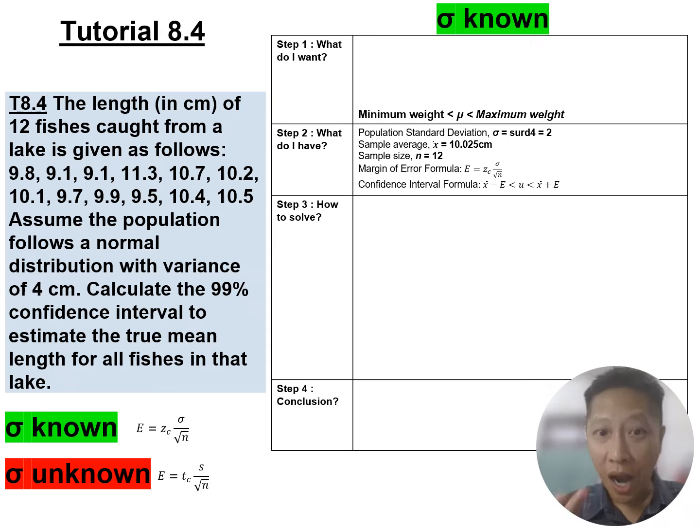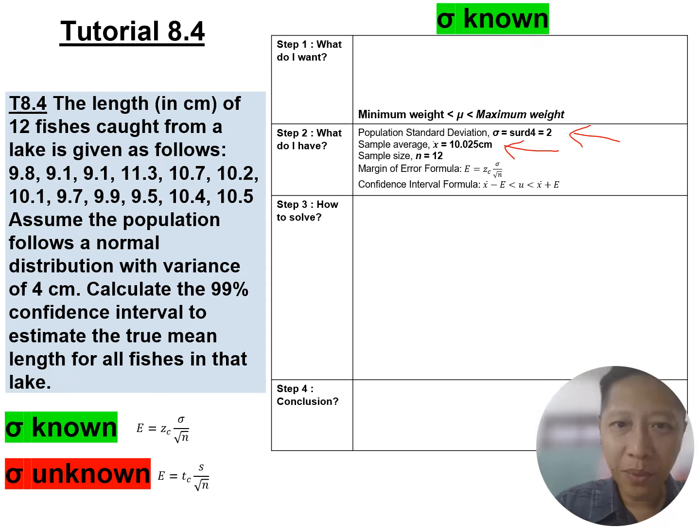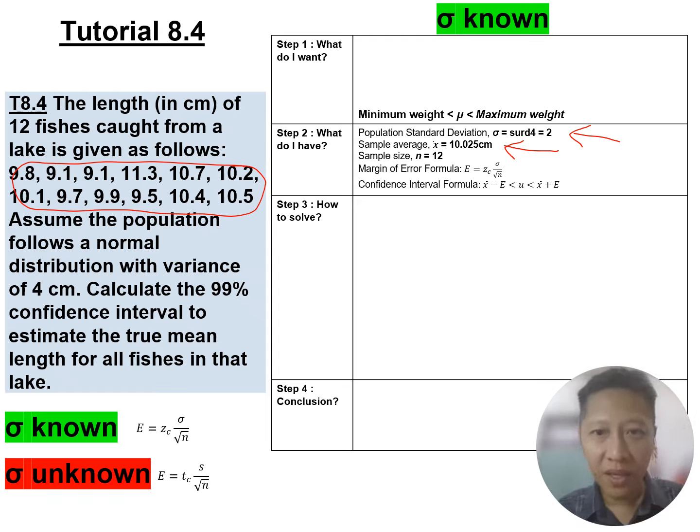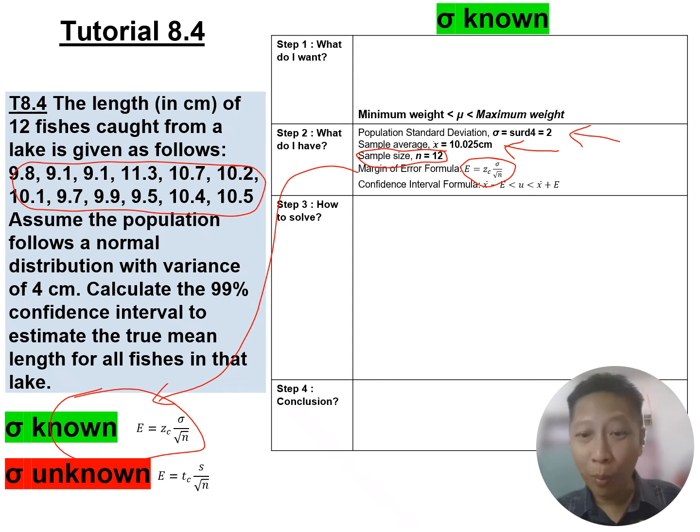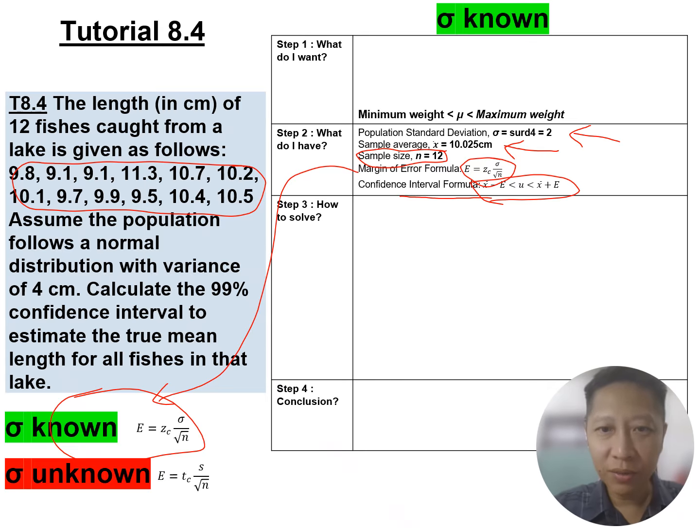What do I have? I have the population standard deviation. Even though we are given the population variance, we take the square root of the population variance to get the population standard deviation, so it is 2. The sample average, we get from the total divided by 12. We get 10.025. Sample size n equals 12. We're going to use the margin of error formula, this one, because of the green color, since we know our population standard deviation. To find the confidence interval, we're going to use this range formula here.